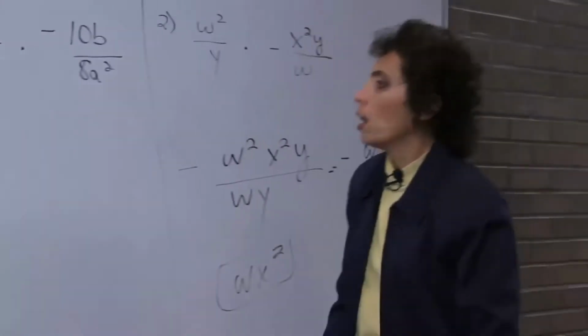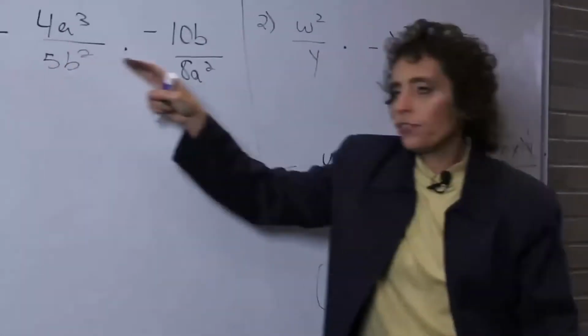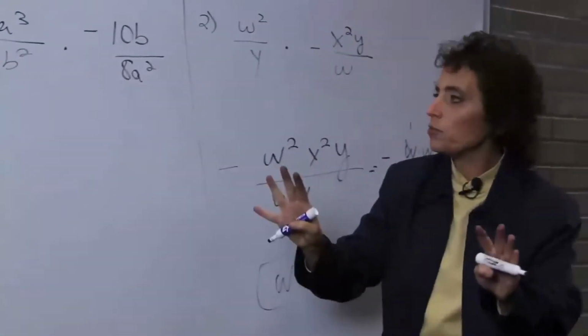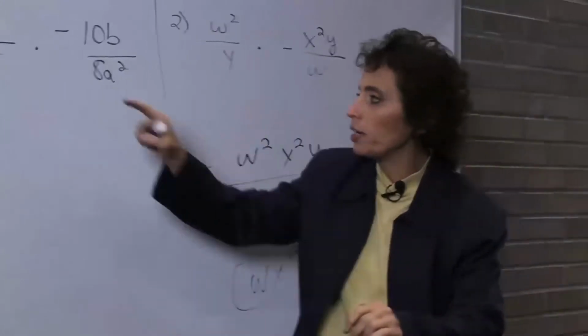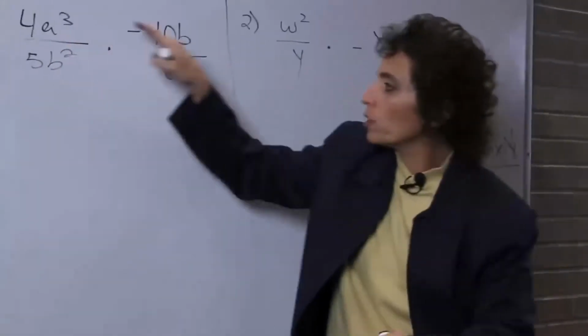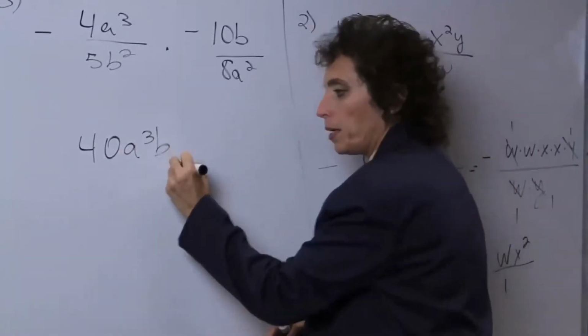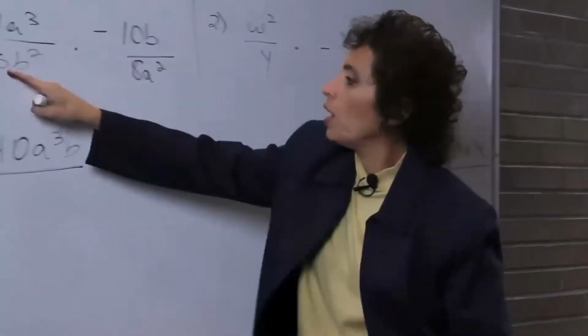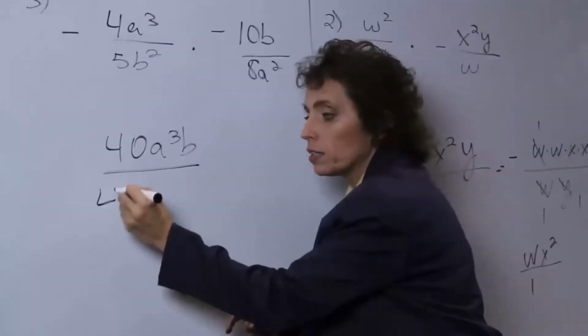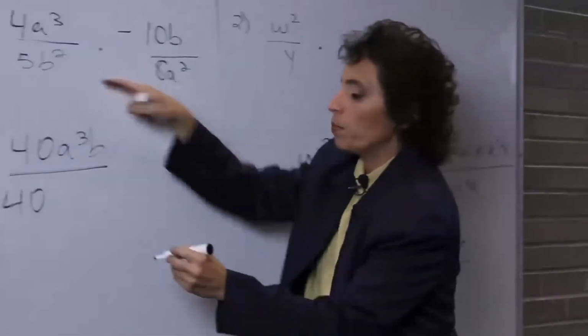Okay. All right. We have a negative times a negative, so our answer is going to be positive, so I'm done with the sign. I don't care anymore about the sign. I'm going to multiply across. 4 times 10 is 40, A cubed B, all over 5 times 8 is 40, A squared, B squared.